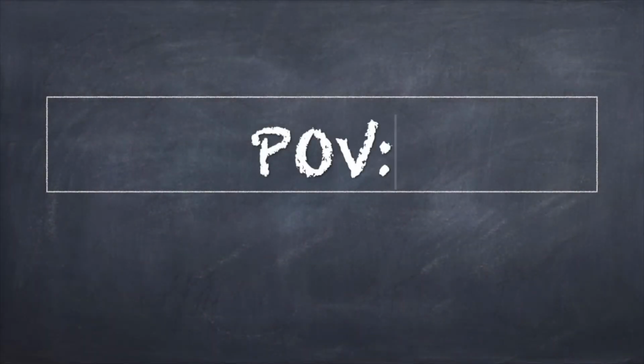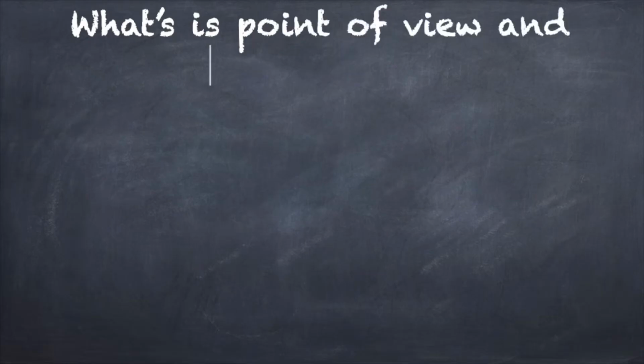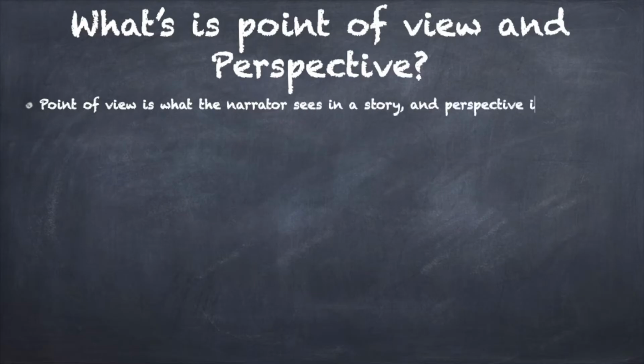POV, point of view and perspective. What's point of view and perspective? Point of view is what the narrator sees in a story, and perspective is how the narrator understands what is happening in the story, like whose side's being told.